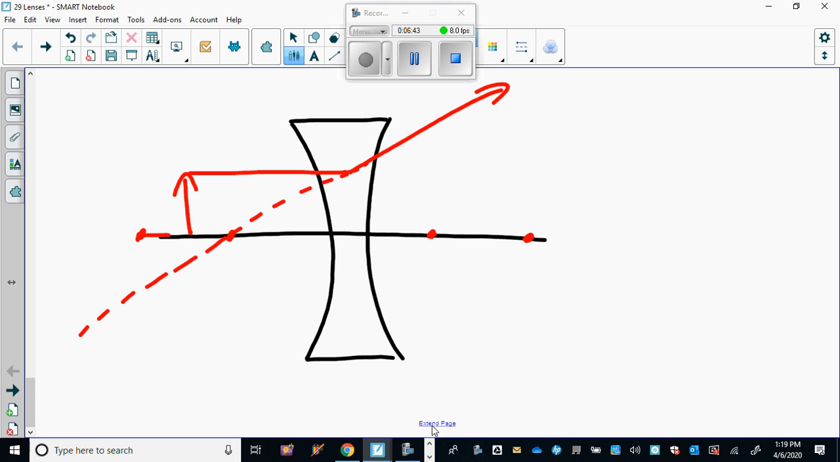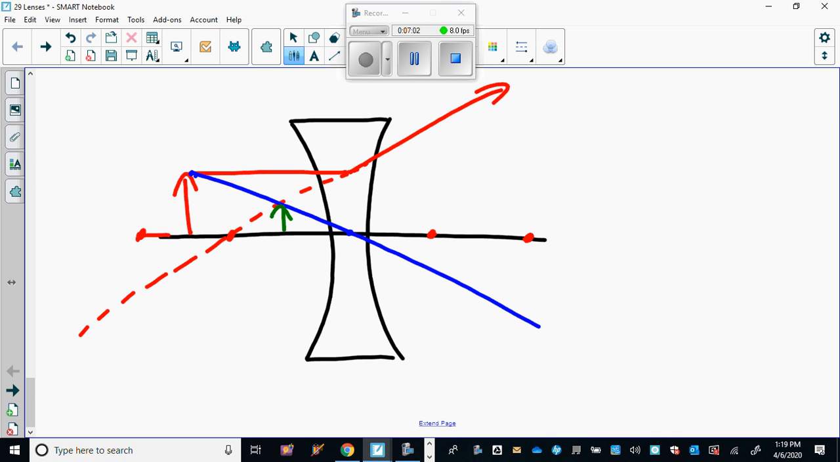And the other rule that we can use is the center rule. Here's the center. Just draw a line straight through there. Because anything that goes through the center just goes straight, and there's our image. So this image is virtual, it's smaller, and it's upright or erect.